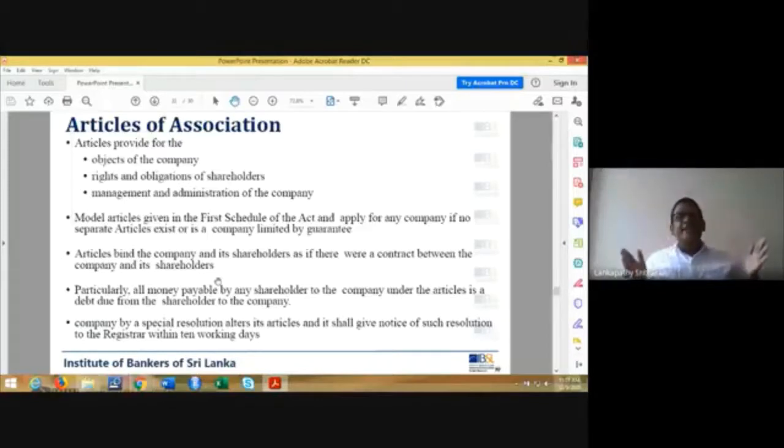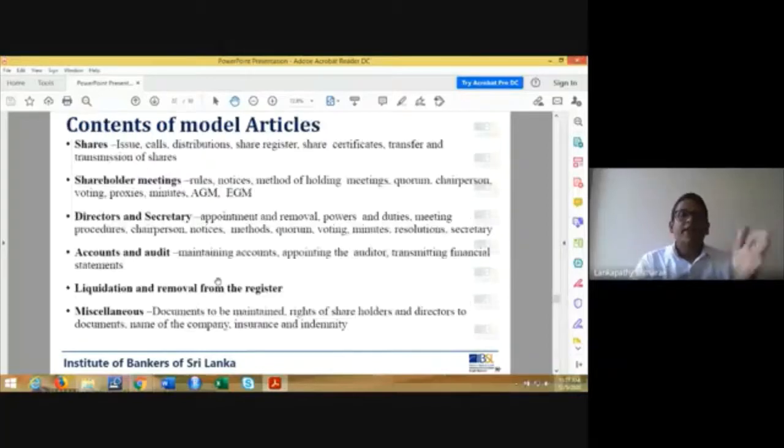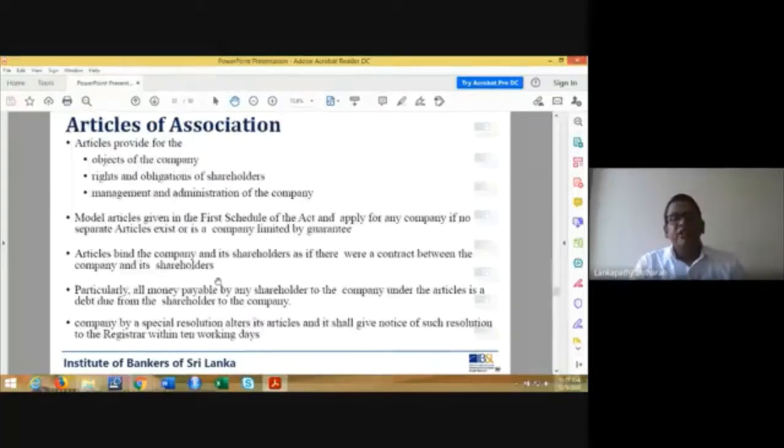So we have already seen the name change. By a special resolution, they can change the name of the company and notice has to be given to the public within 20 days. That is one requirement we have already discussed. This is another requirement. The company can change the article of association with a special resolution, but within 10 days, it has to be informed to the registrar of companies. So these are the main things related to the article of association.